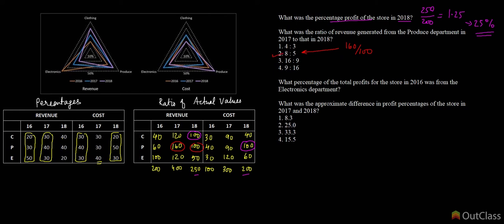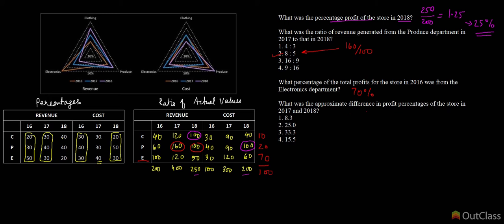Third question, what percentage of the total profits of 2016 was from electronics? In 2016 there was a revenue of 40 from a cost of 30, so that is 10. There was a revenue of 60 from 40, that was a profit of 20. Revenue of 100 from a cost of 30, that's a profit of 70. That was a total profit of 100 rupees. And out of that, 70 rupees came from electronics department. So that is 70%.